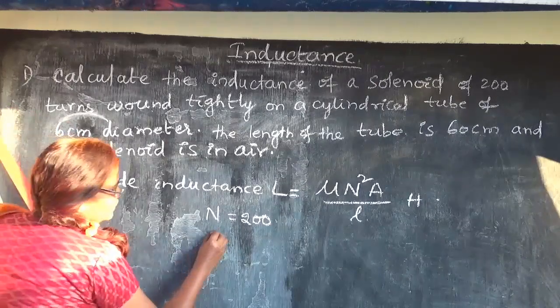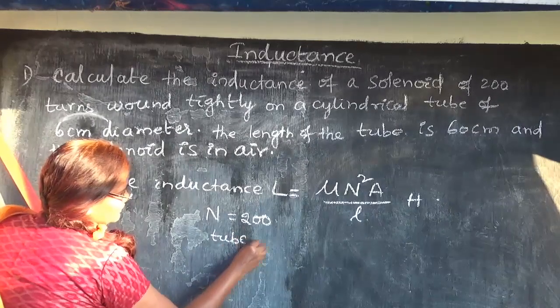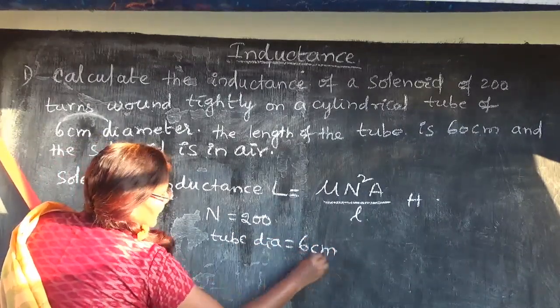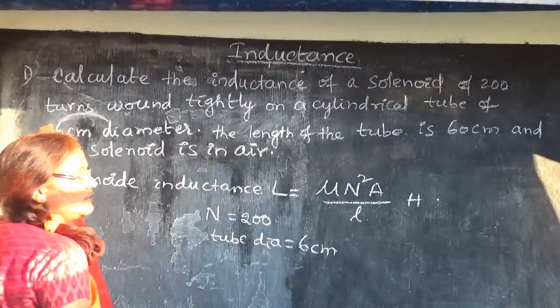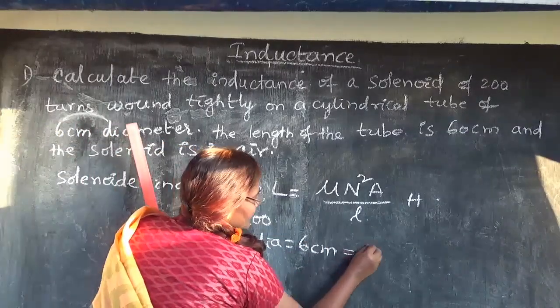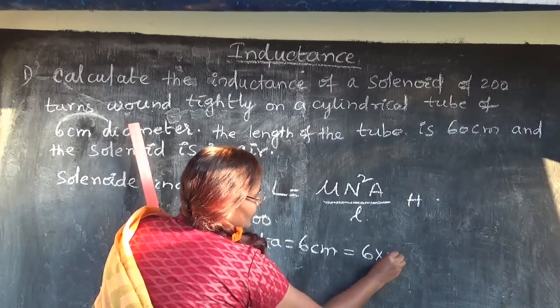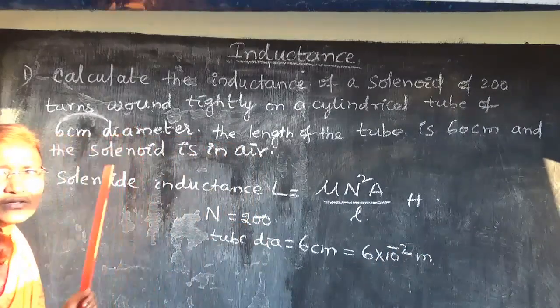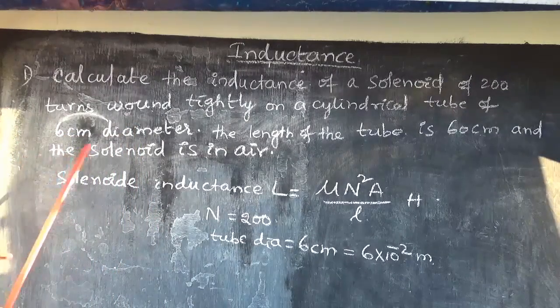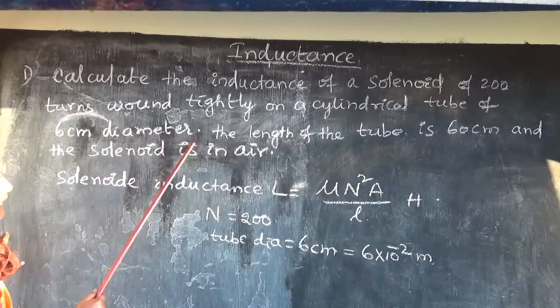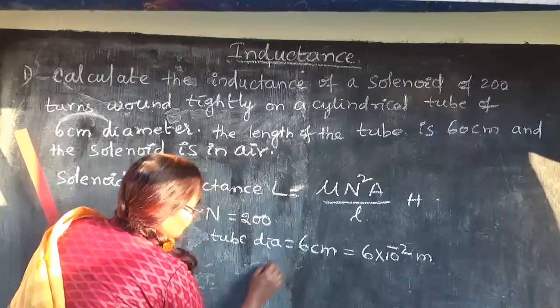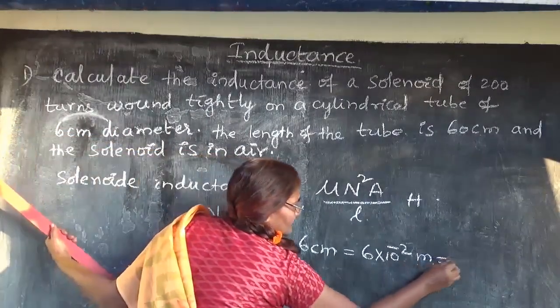So tube diameter is equal to 6 centimeters and we have to convert it into meters. So 6 into 10 to the power of minus 2 meters. We have to convert centimeters into meters. Next, this is diameter D.